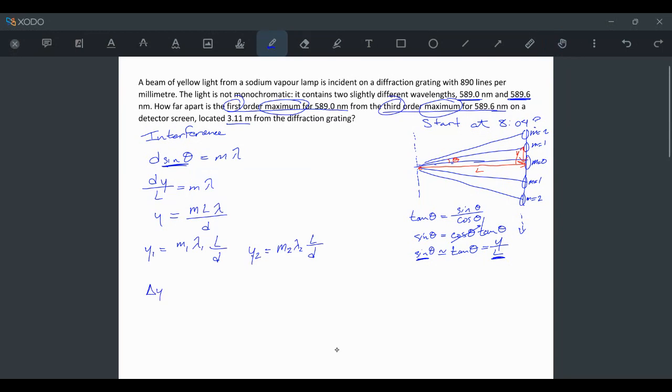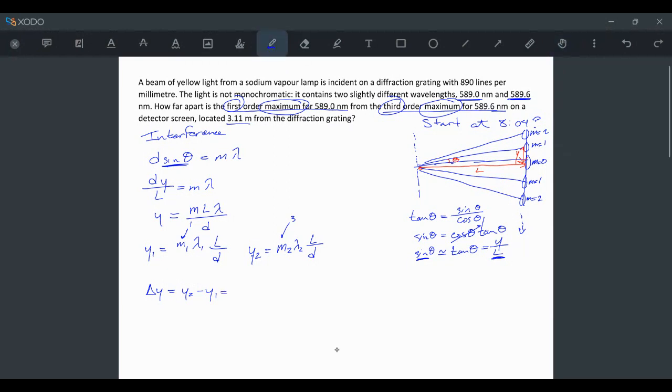The end result we want from the problem is actually the difference between these two quantities. Hopefully it's pretty obvious, if m2 is 3 and m1 is 1, and also if you look here, lambda 2 is a little bit bigger, 589.6, a little bit bigger than 589.0. So y2 is going to end up being bigger, so I'm putting it first. So this whole delta y comes out positive. You could do it the other way, it would come out negative, and you would just have to use your common sense to realize that you want a positive number, because we're just after a distance.